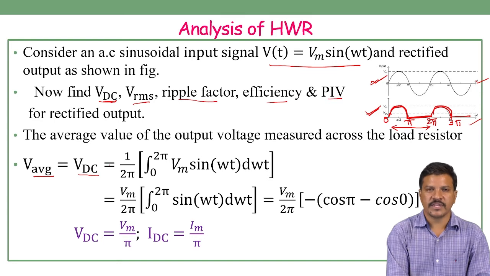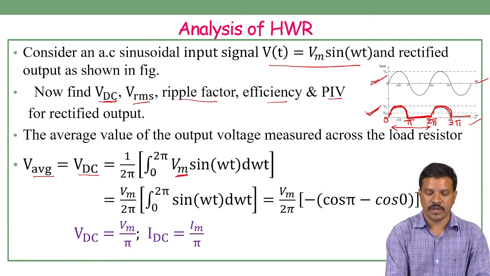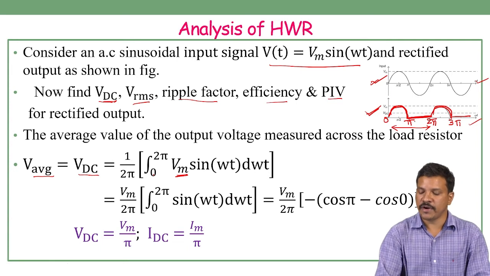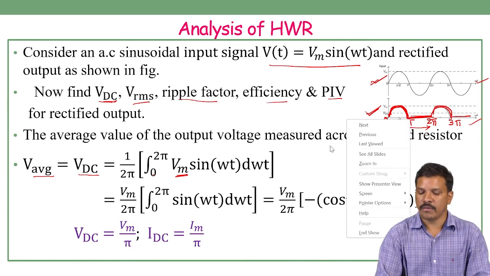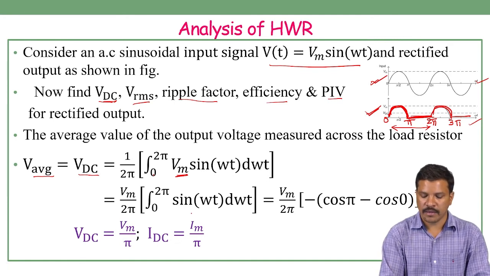So V average is equal to 1 by 2 pi integral 0 to 2 pi Vm sin omega t d omega t. Take the constant term Vm to the left side: Vm by 2 pi, and integral 0 to 2 pi sin omega t d omega t. When we see the rectified signal, the signal is available during 0 to pi. What about during pi to 2 pi? During pi to 2 pi, the value is 0. So we can integrate only from 0 to pi.